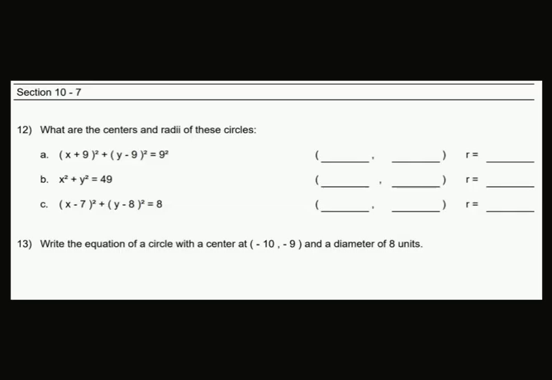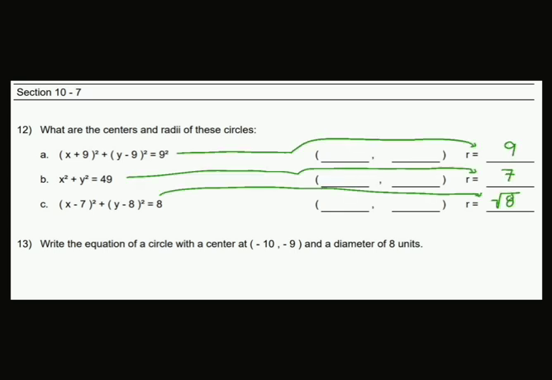This part of the test feels like free points. Let's get started. Let's move the radiuses over first. It is whatever it's equal to, the square root of it. So the square root of 9 squared, 9. Square root of 49, 7. Square root of 8, I'm going to call the square root of 8.